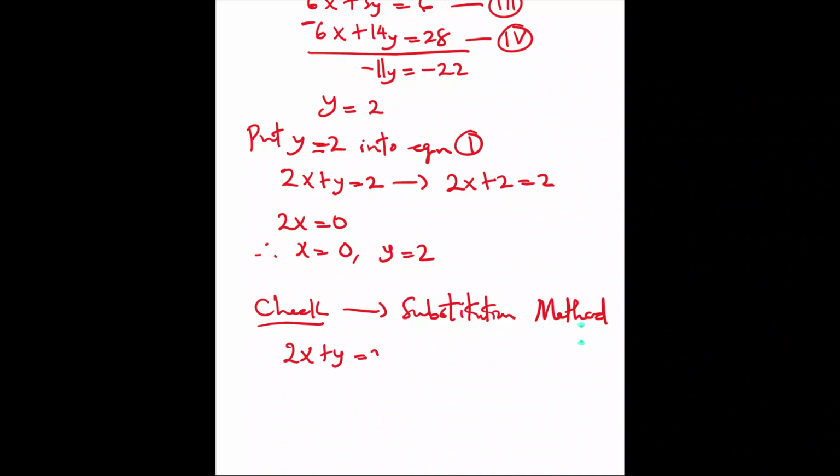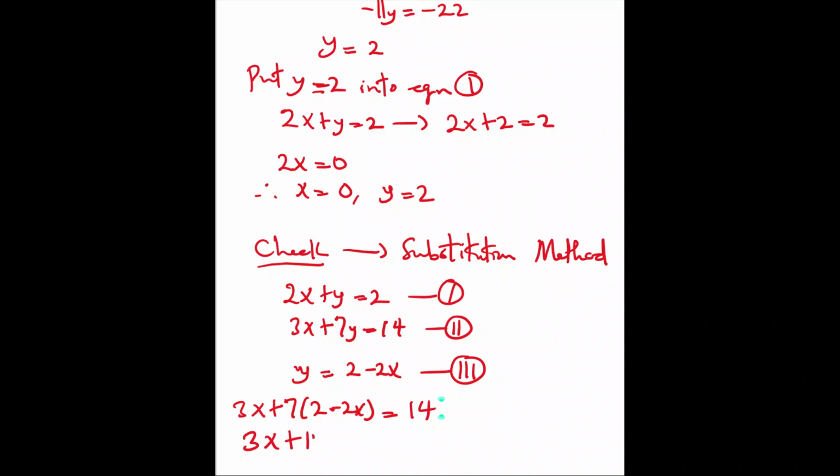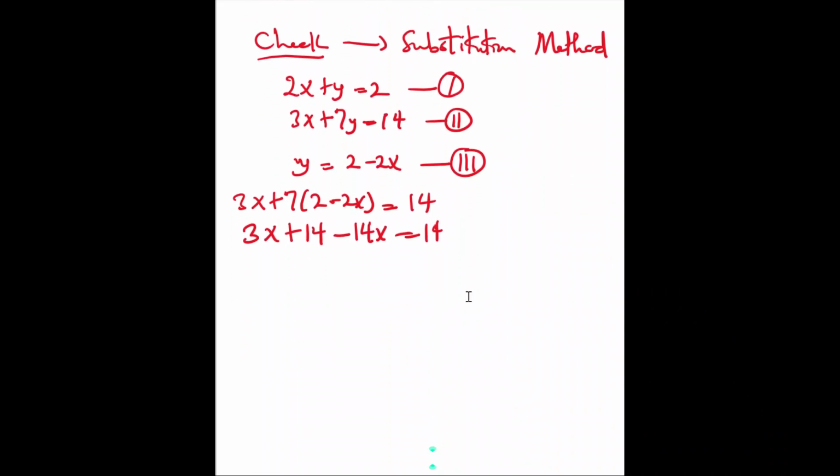So we check using the substitution method. We have 2x plus y equals 2, equation 1, and 3x plus 7y equals 14, right? In this one, we can make y the subject of the formula in equation 1 to form another equation, equation 3. So that will be y equals 2 minus 2x. So we can substitute y equals 2 minus 2x into equation 2. That will be 3x plus 7 times (2 minus 2x) equals 14. We open the bracket with 7, that will be 3x plus 14 minus 14x equals 14, right?